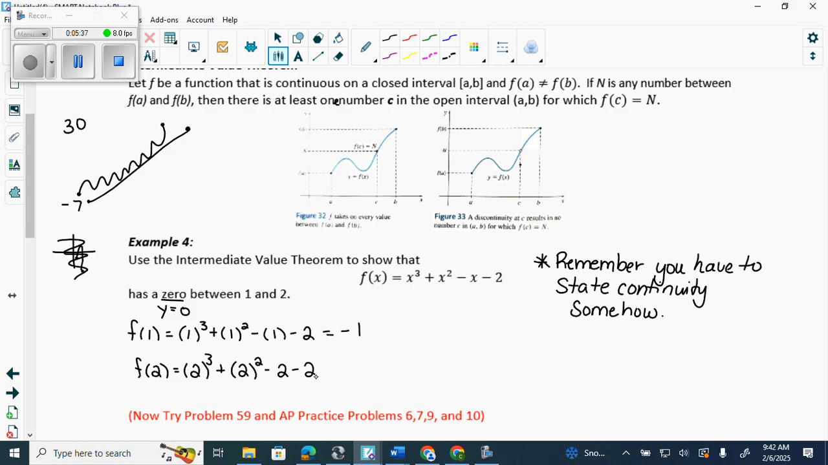So we're going to get 8 plus 4 minus 4 is 8. So now people will say, therefore, there's a 0 between 1 and 2, because f of 1 is negative 1 and f of 2 is 8. What are we missing? That it's continuous, right? So we have to say f of x is a polynomial function, or a cubic function, whatever you want to say. Which is continuous.